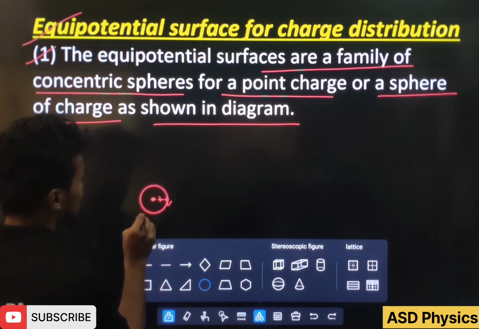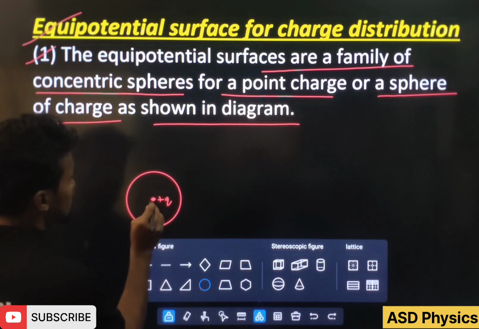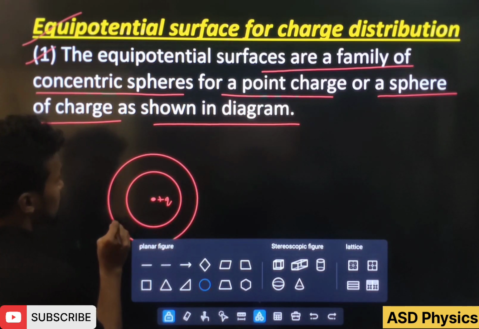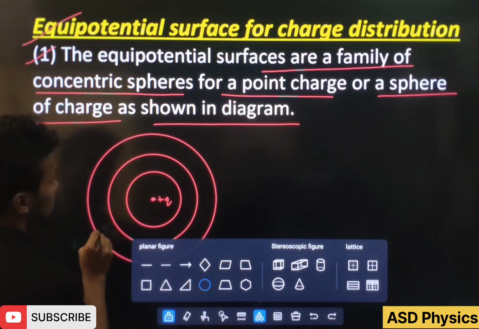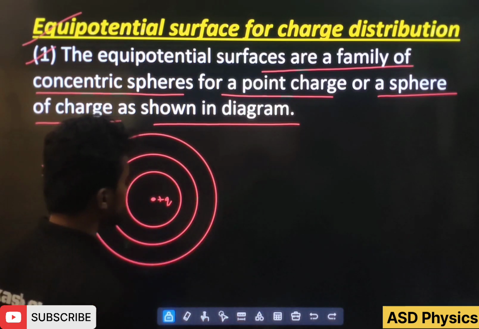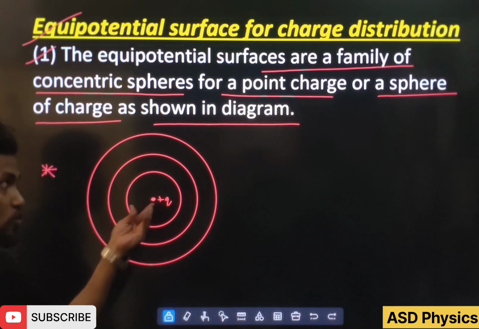Now see here please, I have drawn one sphere here. Next, I have drawn one here, and here also I have drawn one. So what is this, students? Here you can see this is the point charge Q, but what is this?